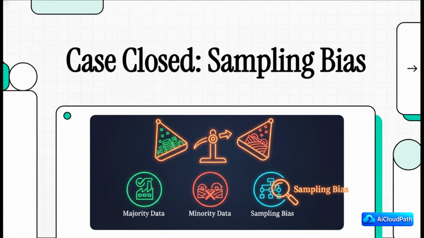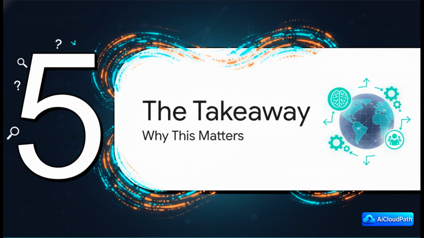And that brings us right back to where we started. Those tilted scales, they were tipped from the very beginning, not because the algorithm was broken, but because the data it was fed was fundamentally unbalanced. Case closed. Sampling bias was the culprit. Okay, mystery solved. But this is about more than just one hypothetical bank. So why is this so important for all of us to understand? Let's zoom out and get to the big takeaway.